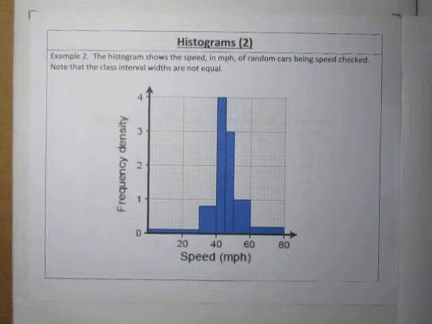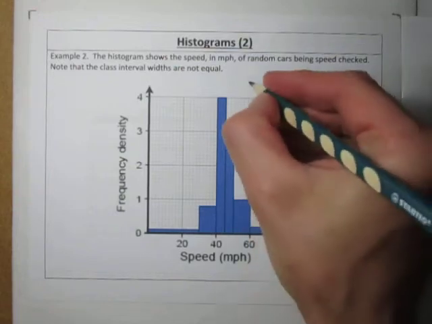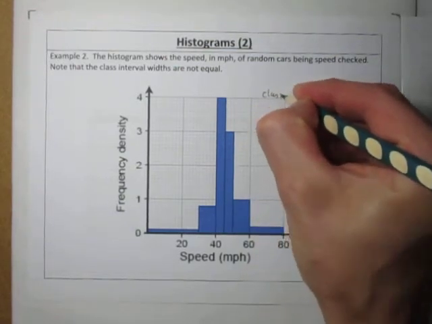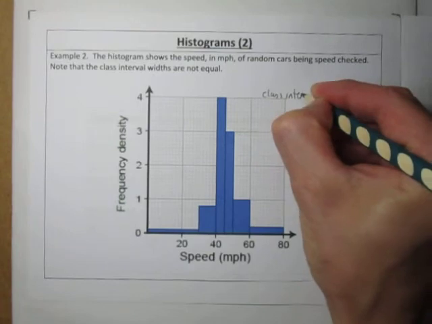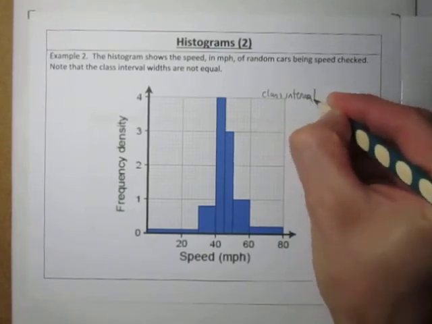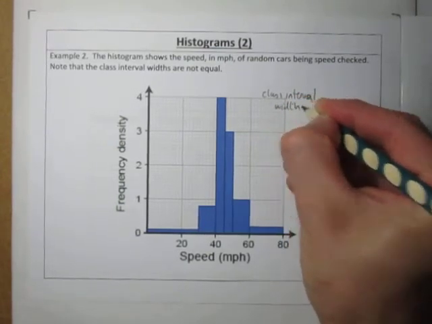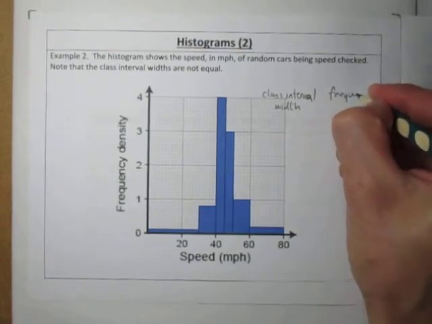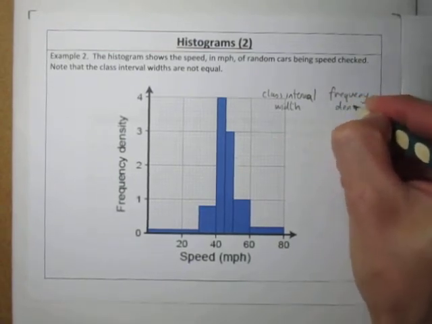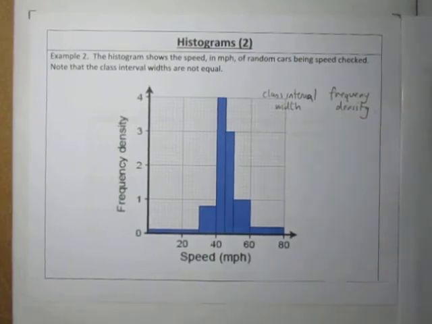Right then, to get started with this, I'm going to do something very similar to what I did for the starter activity, but I'm going to write a little bit more information down to help me complete the grouped frequency table. So if I just write down here, this is the class interval width and the frequency density here.